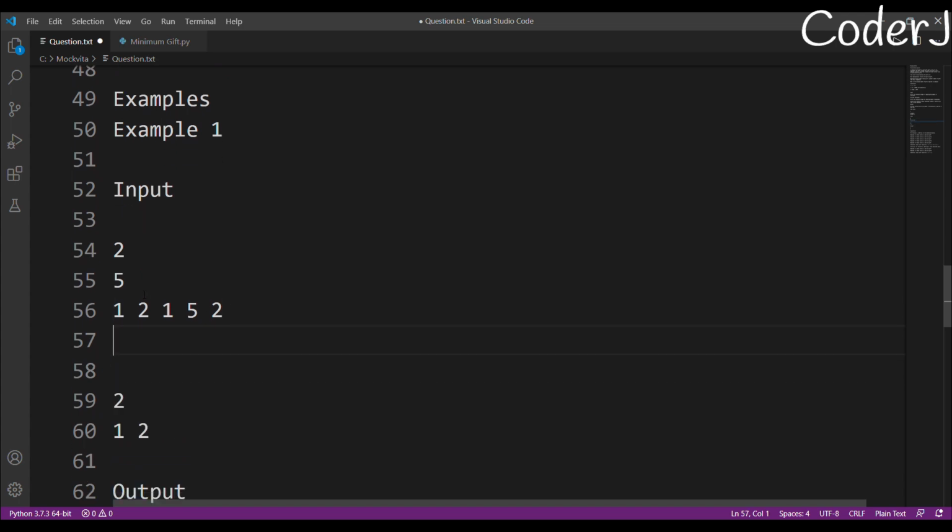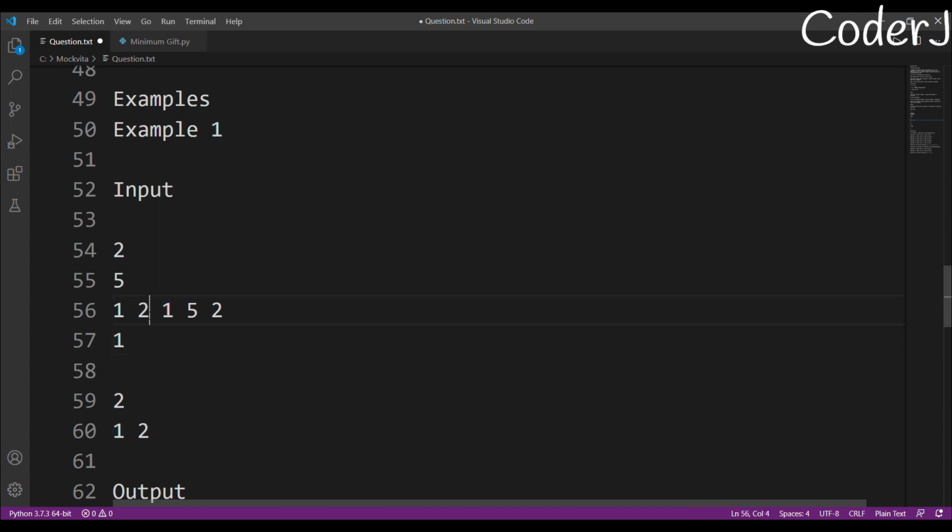We have five employees and their ranks are 1, 2, 1, 5, 2. So the first approach, the simplest approach that comes to our mind is, why not compare the value of the current element with the previous element, and if it is greater, we'll just increase the value by 1. Otherwise, we'll decrease the value by 1. So we see that the first element is 1, and since 1 is the minimum rank that one could have, I'll just give him one gift. Great, done. Now let's move forward.